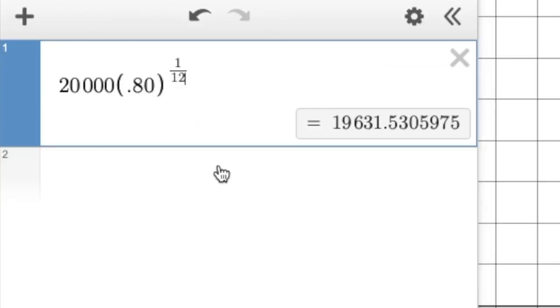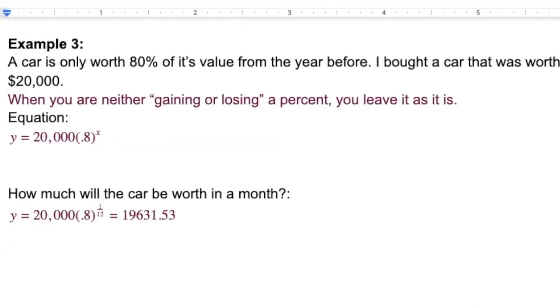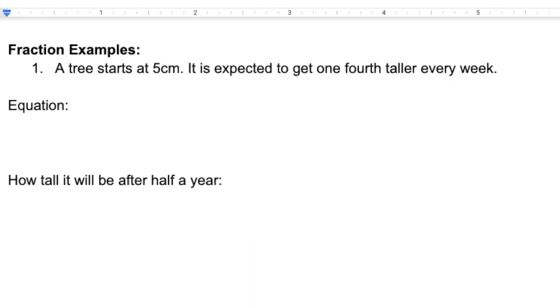If I type it into Desmos, I'd find out that my car, after a month, is worth $19,631.53. How would you write it in a full sentence as a response? I would say after 1 month, the car is worth $19,631.53.